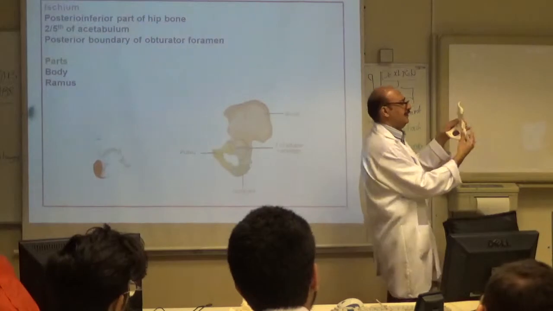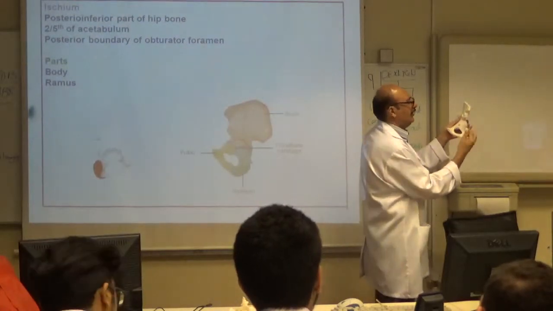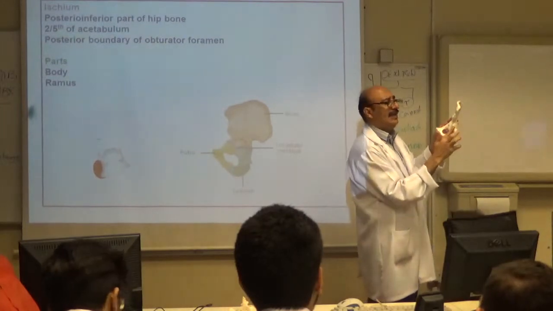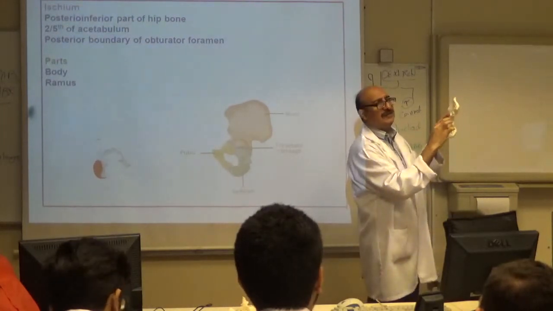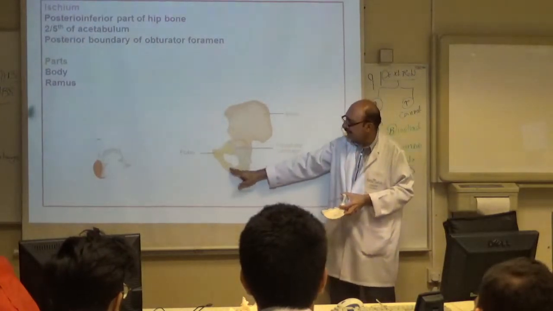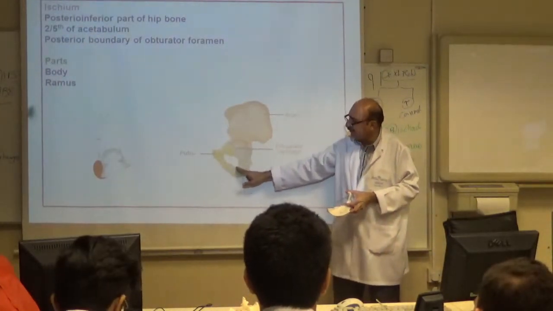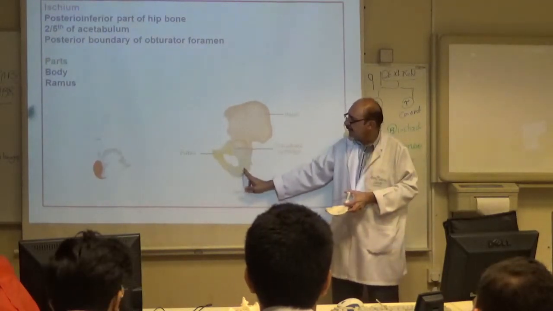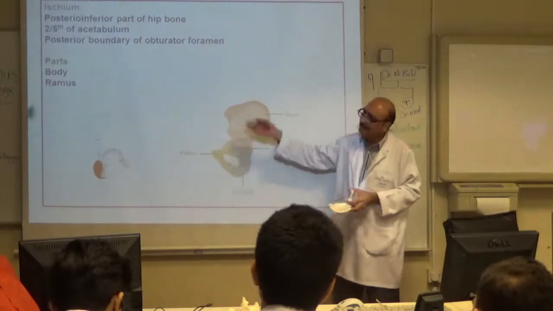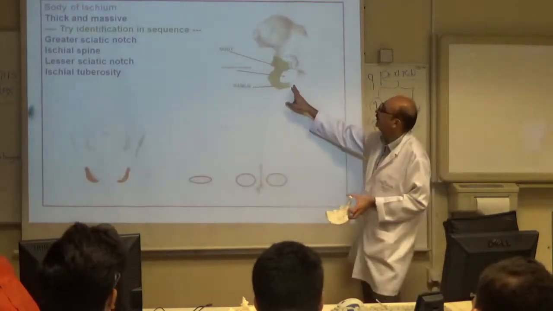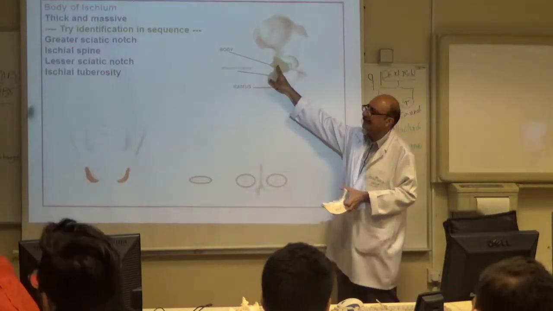Where is the ischium? This is the ischium. Not only this bone, this is the ischial tuberosity. There is an ischial spine. There is some part of the ischium here. So try to differentiate where the ischium is. See here, tuberosity of the ischium, ramus of the ischium, and on the inner aspect you will find this whole area is ischium.